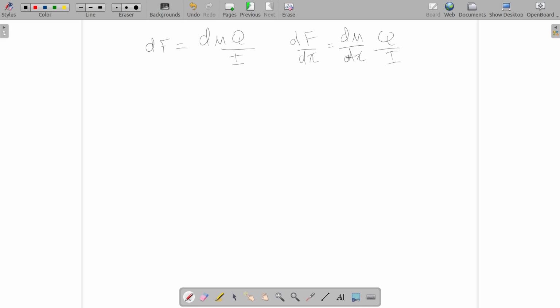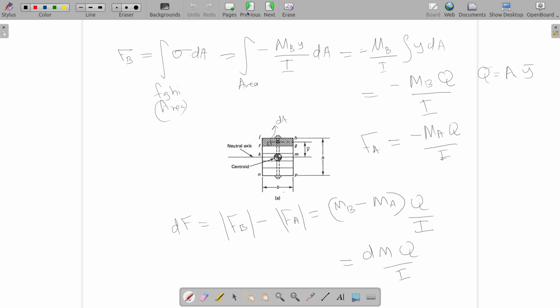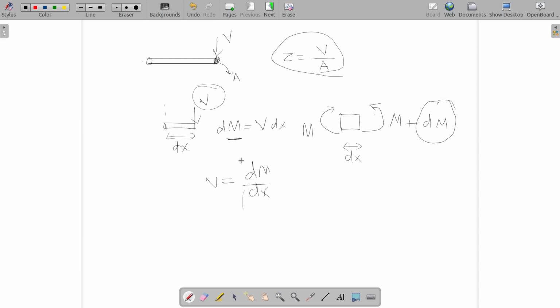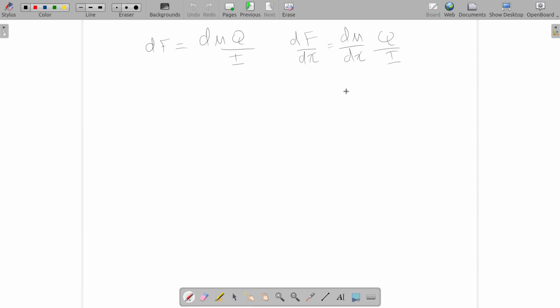Now what is dM over dx? dM over dx is nothing but the shear force, by definition. So dM over dx is equal to V, so we have VQ by I. This quantity dF over dx will be called q, and we will name it shear flow.